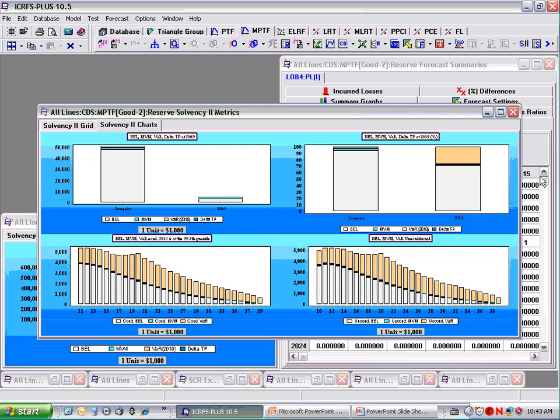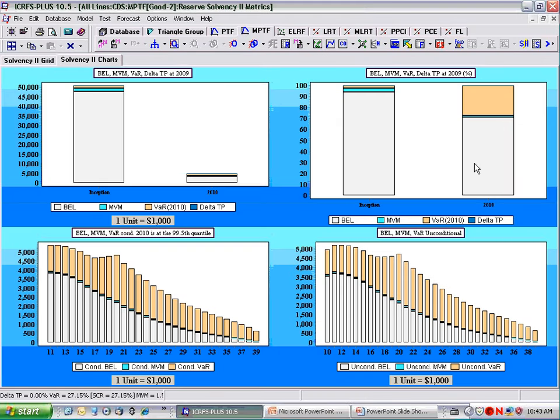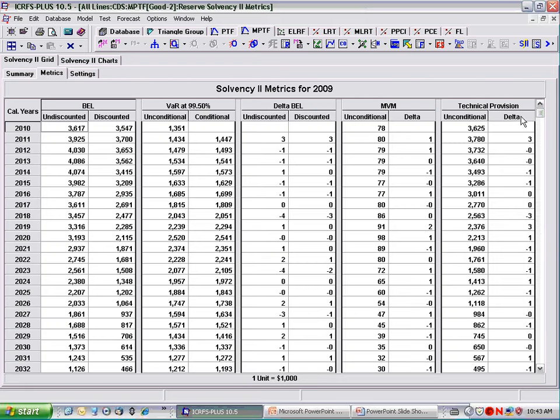So look at our solvency charts. It's better looking at the grid, and we're going to look at metrics. You can see the delta technical provisions are essentially zero. There are no correlations between the calendar years. In other words, if the first year is in distress, it has no implications for subsequent years. So the delta bells are zero, the delta MVMs are zero, and the delta technical provisions are zero. What really drives the correlations between the calendar years is the parameter uncertainty. The more parameter uncertainty, usually in the presence of more process variability, everything else being the same, the higher the correlations. If you remove the parameter uncertainty, then there are no correlations between the calendar years. Okay, thank you.